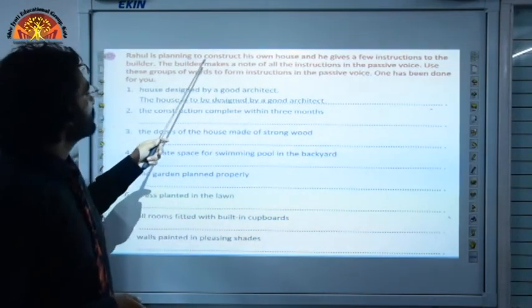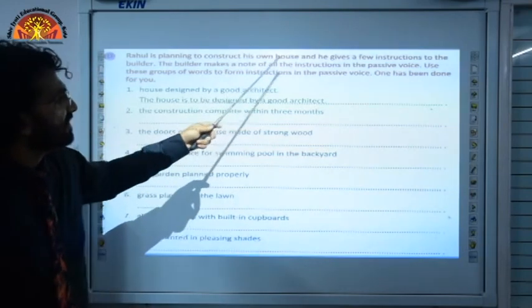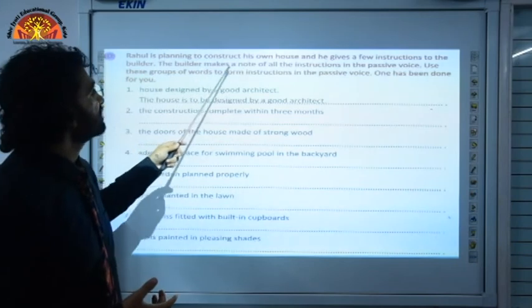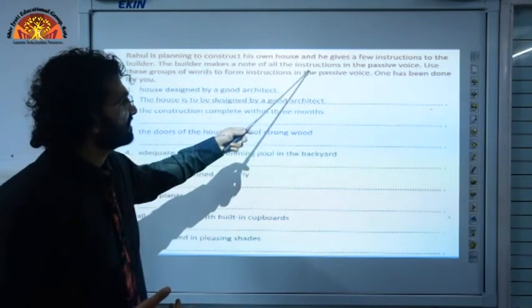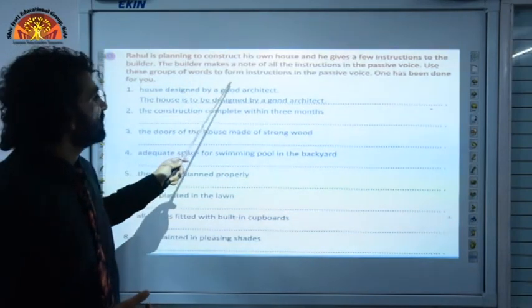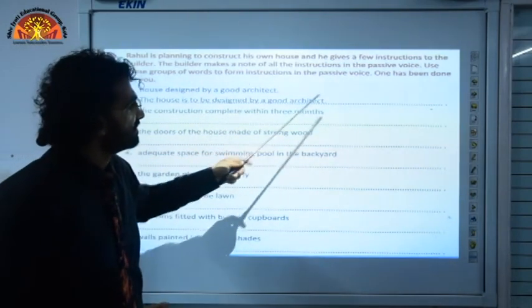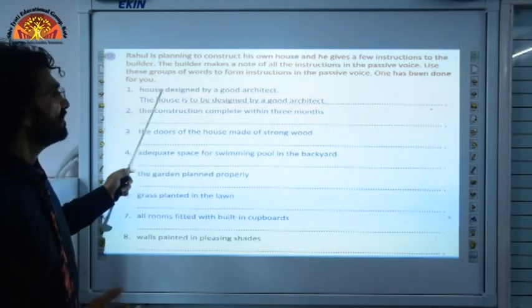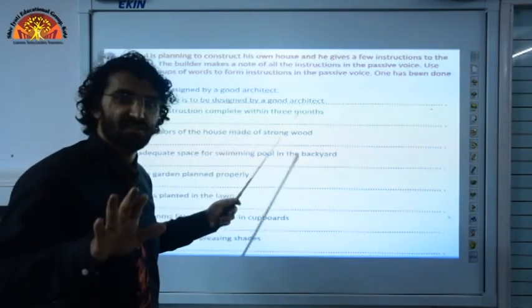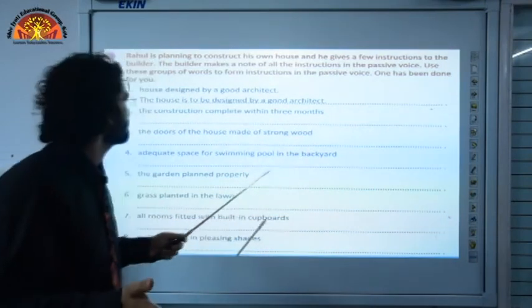Rahul is planning to construct his own house, and he gives a few instructions to the builder. The builder makes a note of all the instructions in the passive voice. Use these groups of words to form instructions in the passive voice. One has been done for you. So do not ever be afraid of the size, since it's very lengthy, it doesn't mean it's very hard. Alright, we are going to try to solve it.